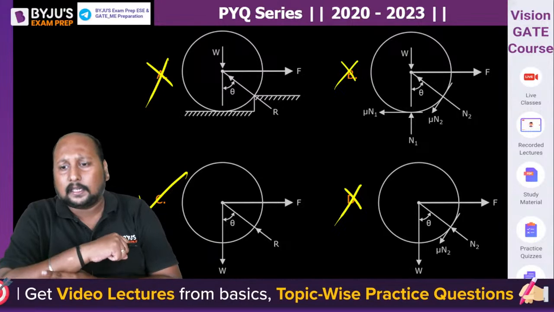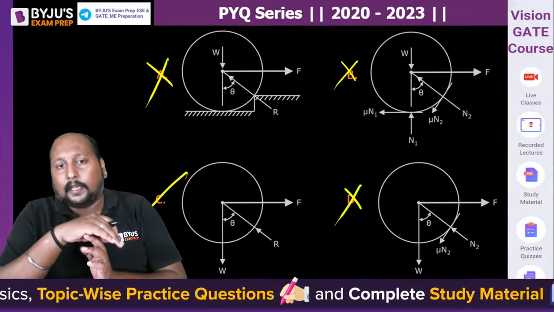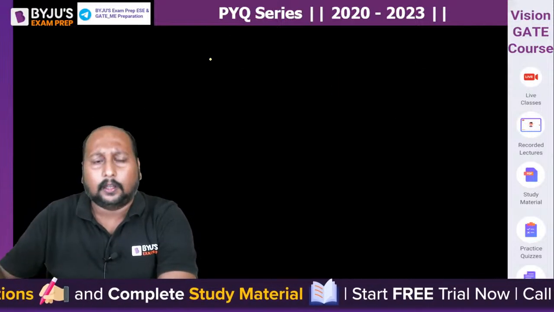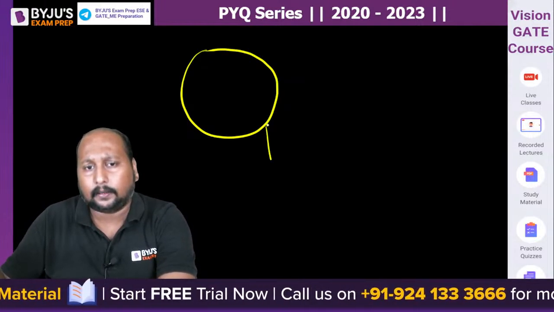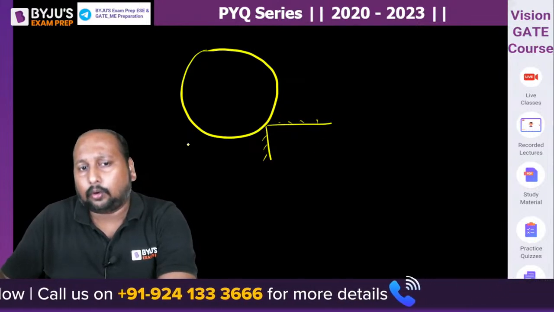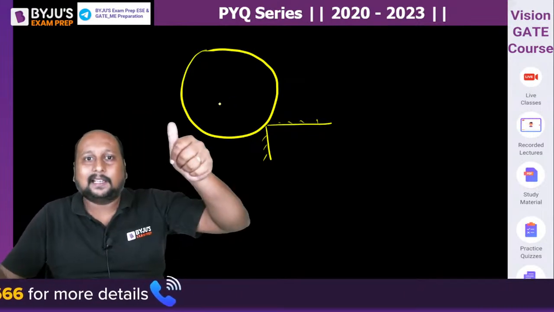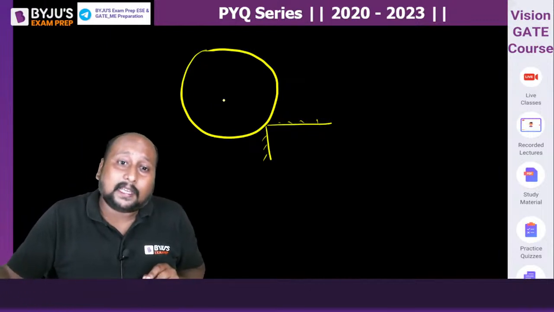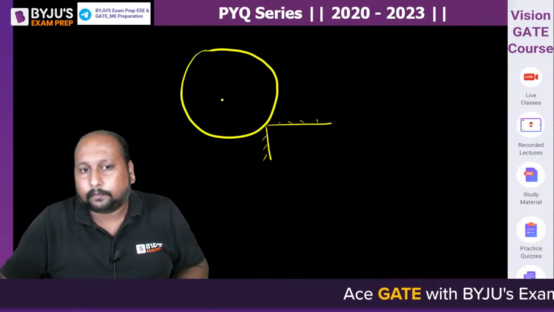Question number 3. This was a question asked in 2020. Okay, so tell me one thing. When the body is about to topple, let me take a simple example. When the body is about to topple at this point, this is that diagram, right? So when the body is about to topple, then what will happen? The body is in equilibrium condition. If I say limiting condition, it means equilibrium condition. So when the body is in equilibrium, can we say that the total force acting on the body will be equal to 0? Yes.